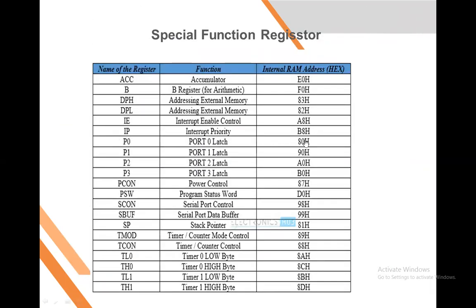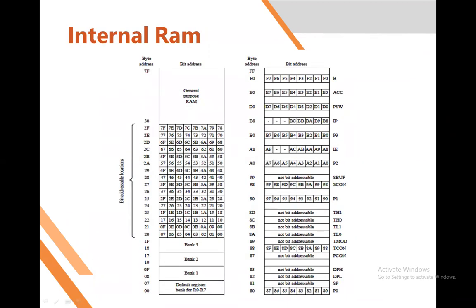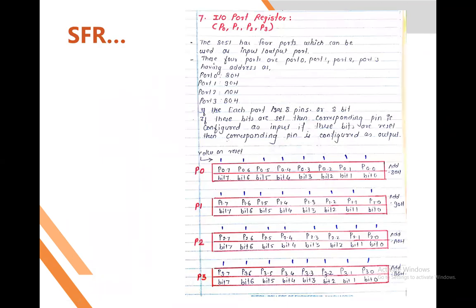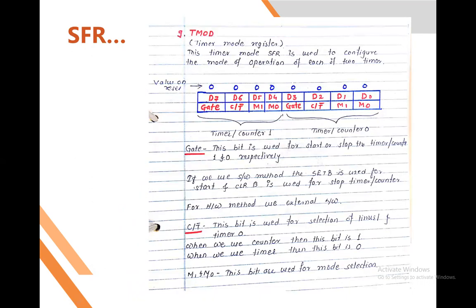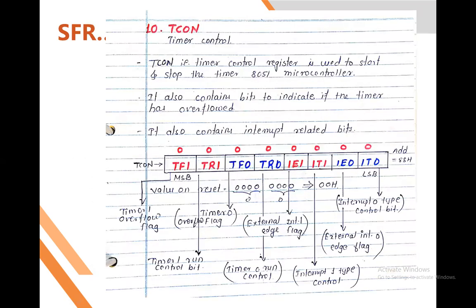See here, I am discussing that port 0 has the RAM register address 80, P1 is 90, P2 is A0 and P3 is B0. So apart from P0, can you give 80H or 90? In your Keil software, does this give an error, or will it accept that as port 0? I just want to check.